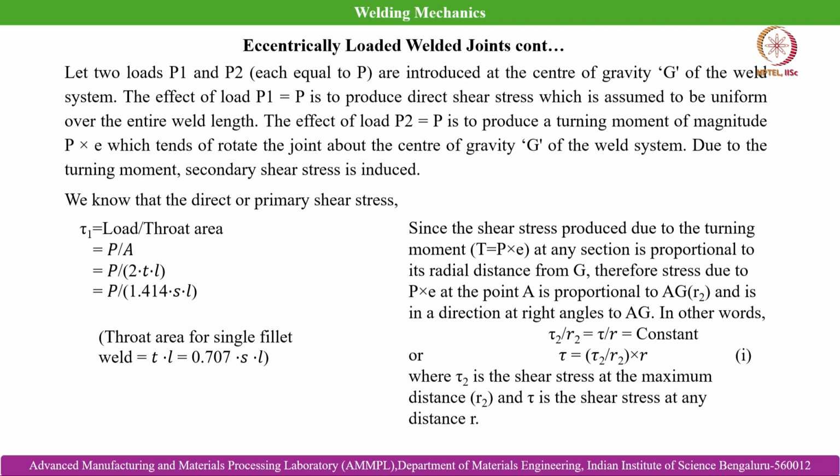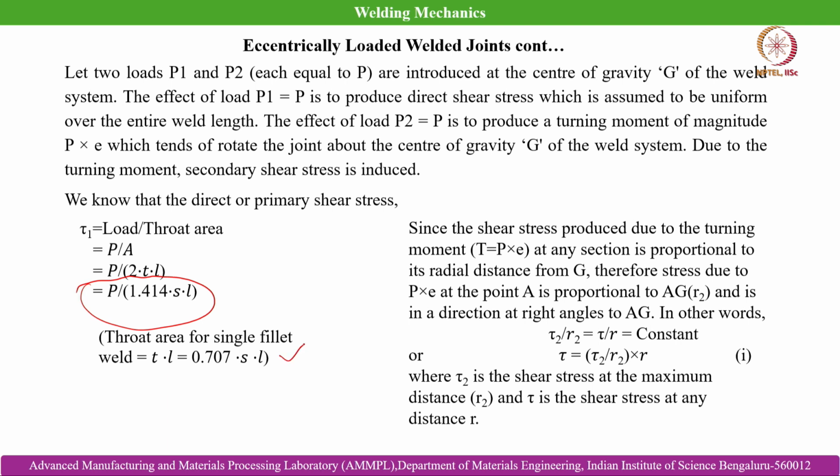For the primary shear stress, the load is divided by the throat area, that is P by A. A is nothing but t cross L, that is throat thickness into length of the weld, but because we are talking about a double fillet weld, we have to multiply it by 2. So it becomes P by 2 t L, and as we know t is equal to 0.707 into the leg size of the weld s. So finally the expression for tau 1, the direct or primary shear stress, becomes like this. And this is the throat area for a single fillet weld, which we have told already.